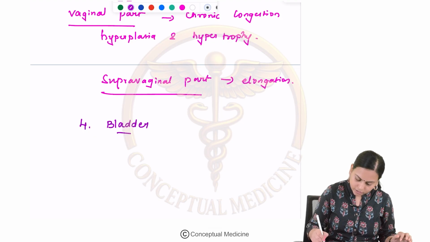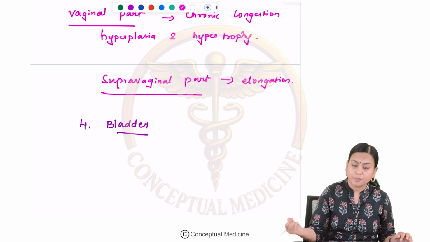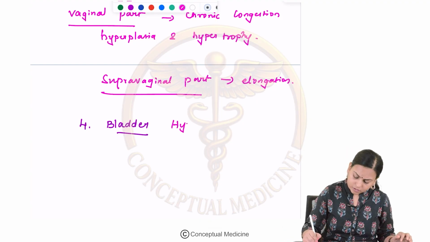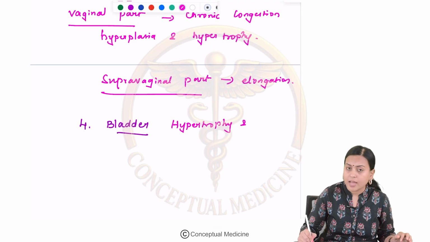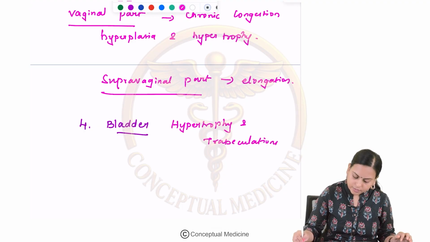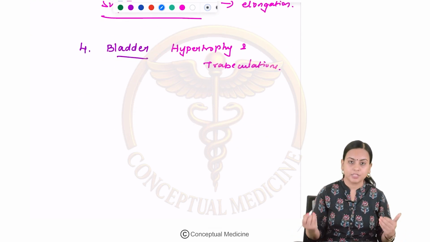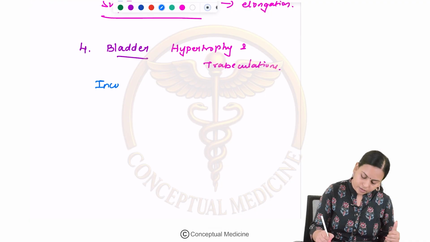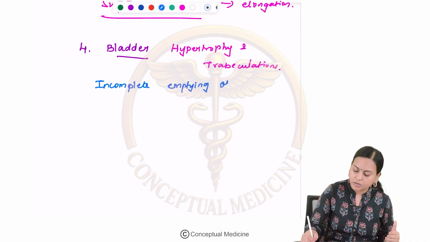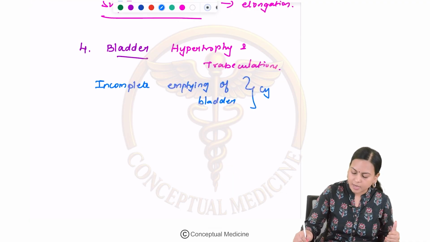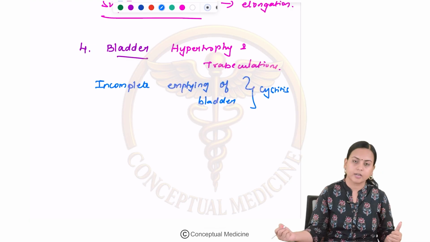And the next one is bladder. Changes in bladder. In the bladder, there is hypertrophy of the bladder wall and the trabeculations are also seen, and there can be incomplete emptying of bladder that can result in, yes, cystitis. Clear?